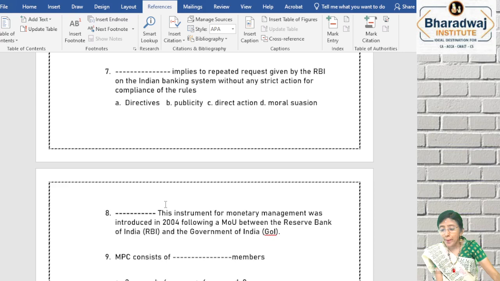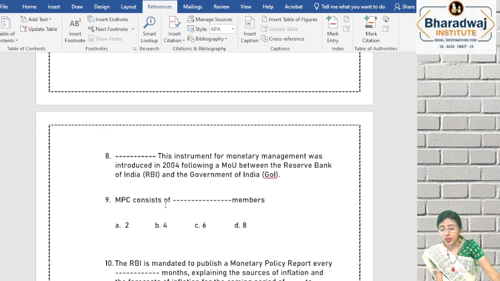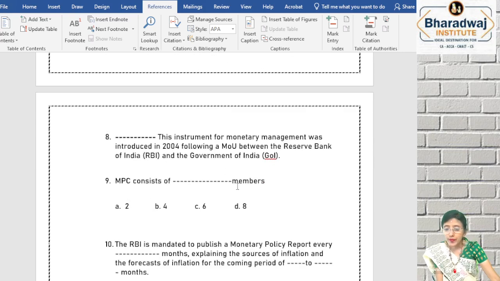Ninth one, MPC consists of how many members? 2, 4, 6, 8. And the last question is, the RBI is mandated to publish a monetary policy report every dash months explaining the sources of inflation and forecast of inflation for the coming period of dash to dash months.